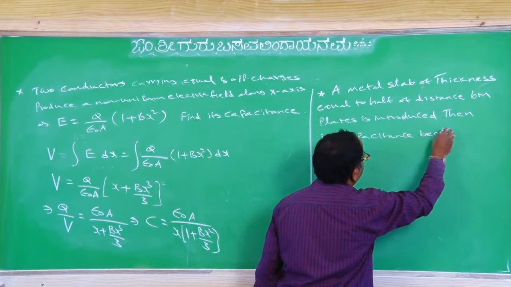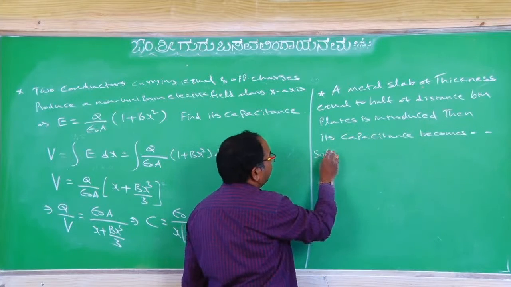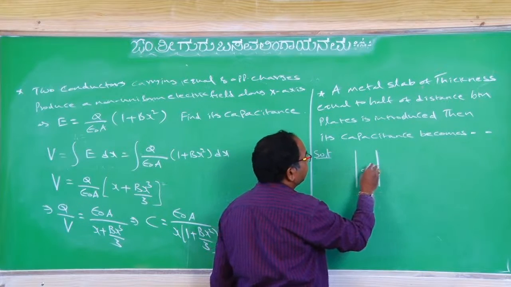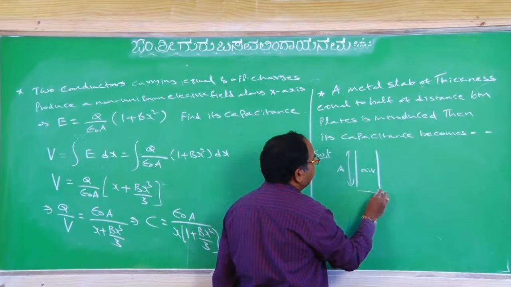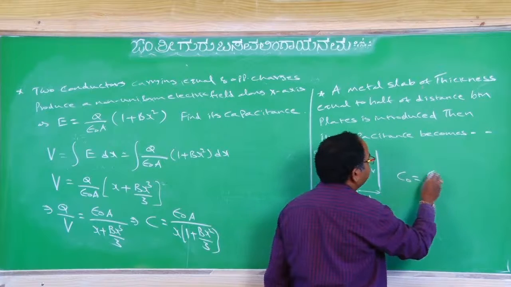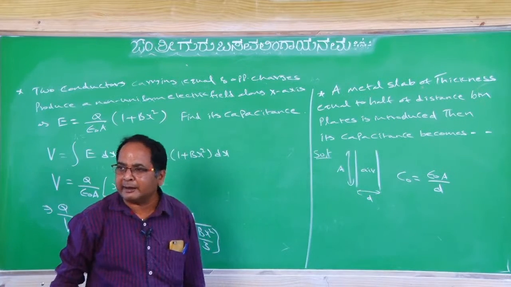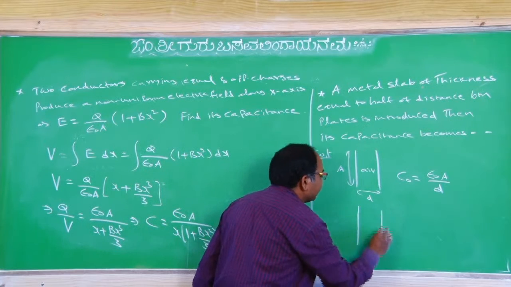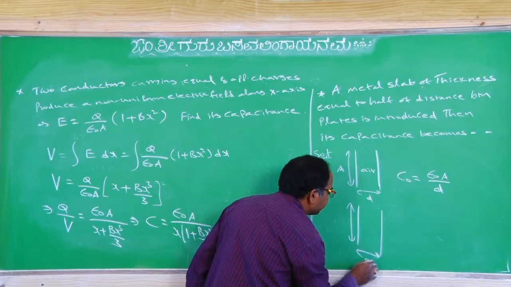Its capacitance becomes dash. Here see, first I am considering only capacitance with air as the medium, and A is area and D is the thickness. Then what is the capacitance? Epsilon naught A by D. Okay. Now this is the capacitor. Here this area is A and separation is D.